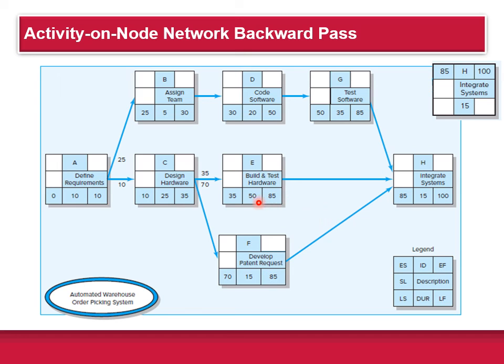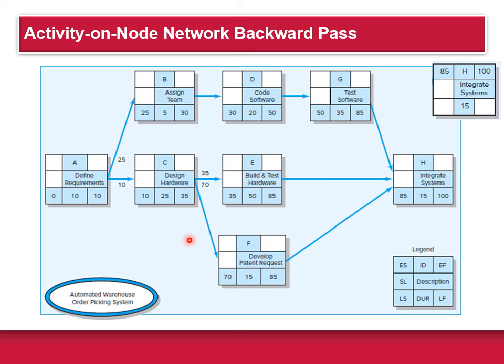So here 85 minus 50 is 35. That 35 gets moved to here, and 35 minus 25 is 10, and the 10 gets moved to here, and 10 minus 10 is 0. And here I did the middle path, and you can go back and do the upper path and the lower path and check those times.